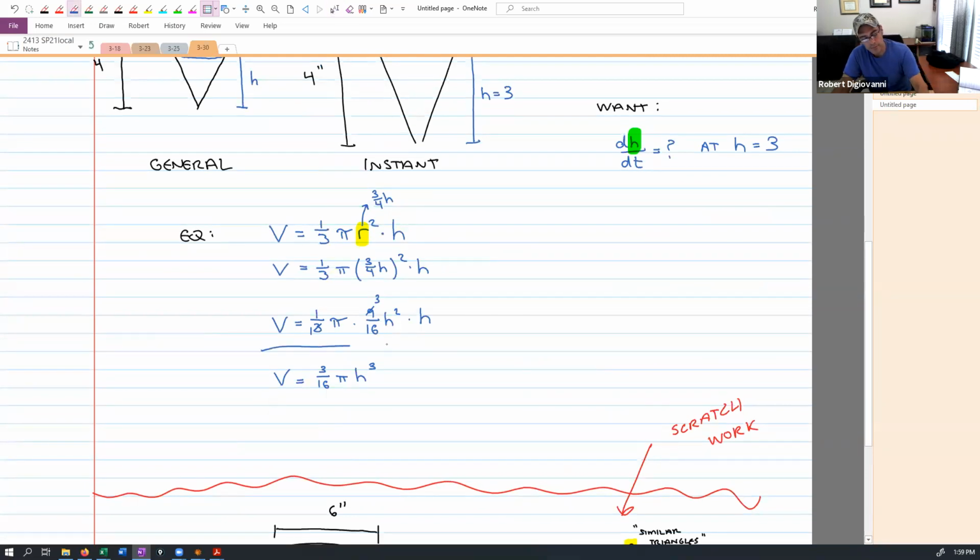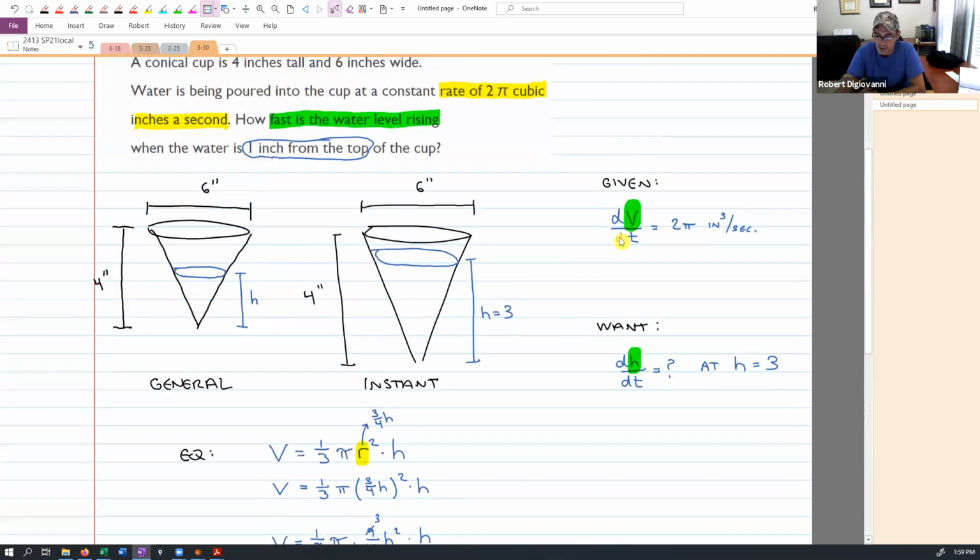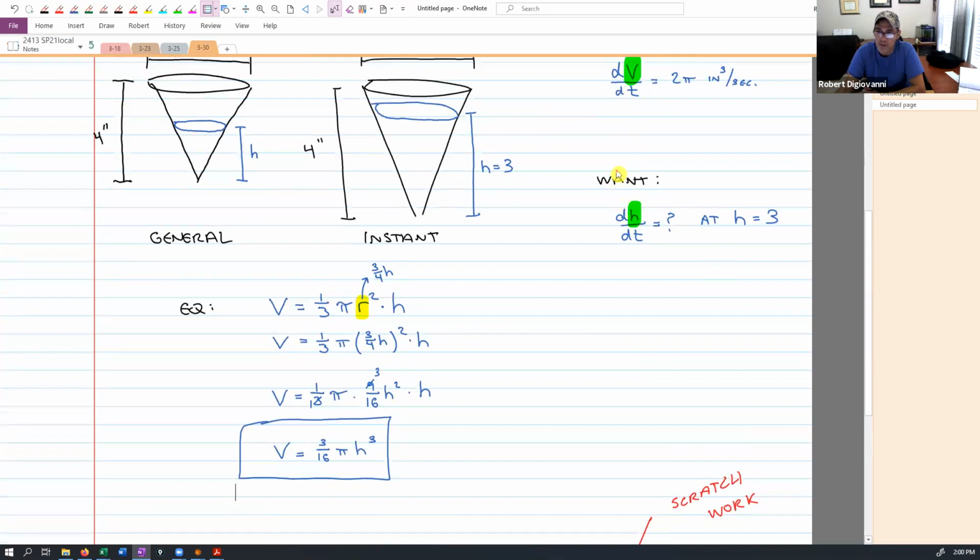And there we go. We have an equation that relates the volume of that water to its height and only its height, right? So now if we differentiate, we're going to get a dV dt and we're going to get a dH dt, but that's all we'll get. And that's okay because those are the things we're given and what we want respectively. So derivative time, derivative with respect to t on the left, derivative with respect to t on the right.